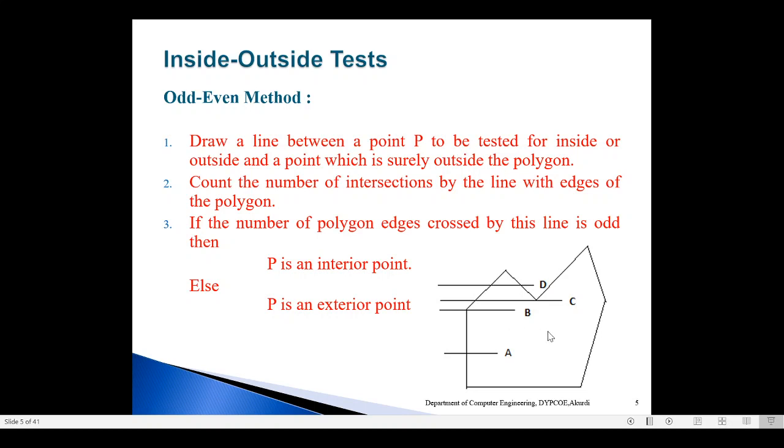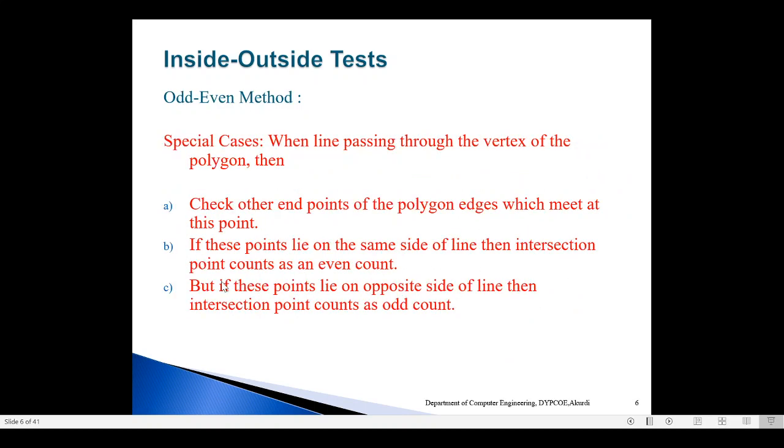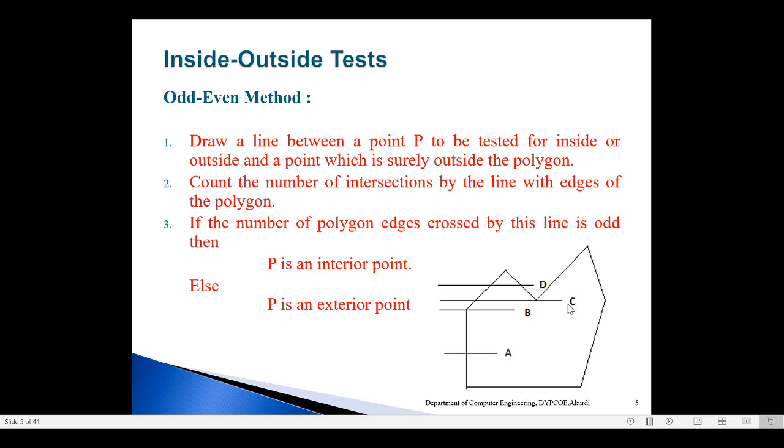Then there is another special case. If the polygon edges which are meeting at that point are lying on the same side. For example, for point C, we can see this scan line intersecting this one polygon edge, then it is passing through the vertex where these two polygon edges are meeting.